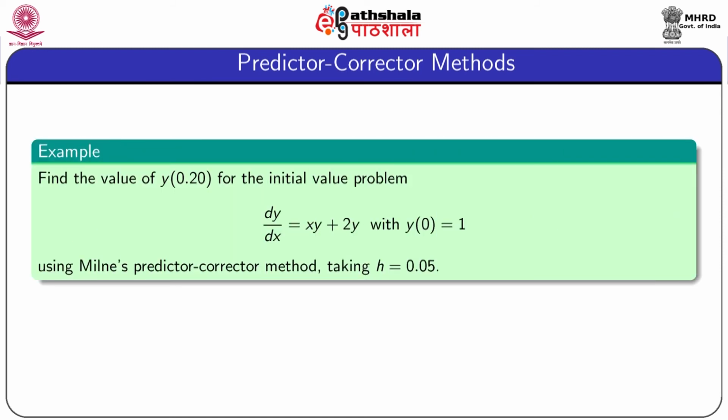Let us consider one example to illustrate the Milne-Simpson predictor corrector formula. In this problem, the differential equation is dy/dx = xy + 2y, that means f(x,y) = xy + 2y, and the initial condition is x equal to 0, y equal to 1. Our problem is to find the value of y at 0.20.